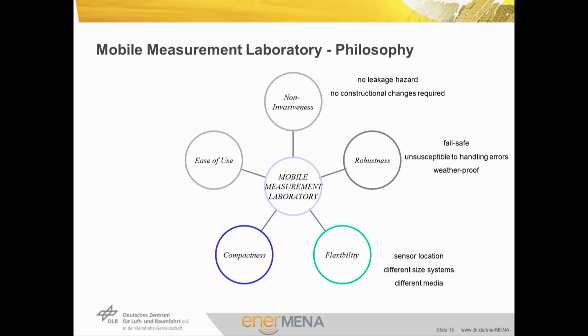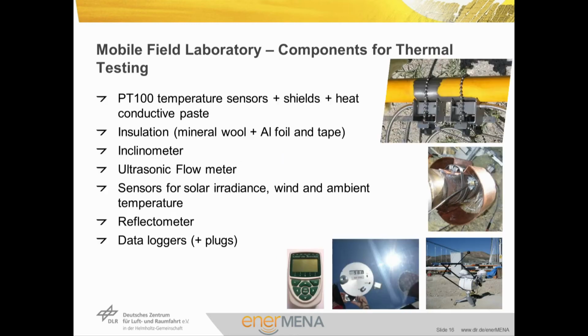The flexibility. Sensors and loggers should be applicable to different size systems and pipes as well as common heat transfer fluid media. The compactness. The compactness is an important factor in terms of portability of the mobile field laboratory. All components can be secured in standard cases. And the ease of use. The ease of use during testing can save time and enhance measurement data quality by easy mounting and dismounting, as well as options to monitor and check data in parallel to recording measurements.